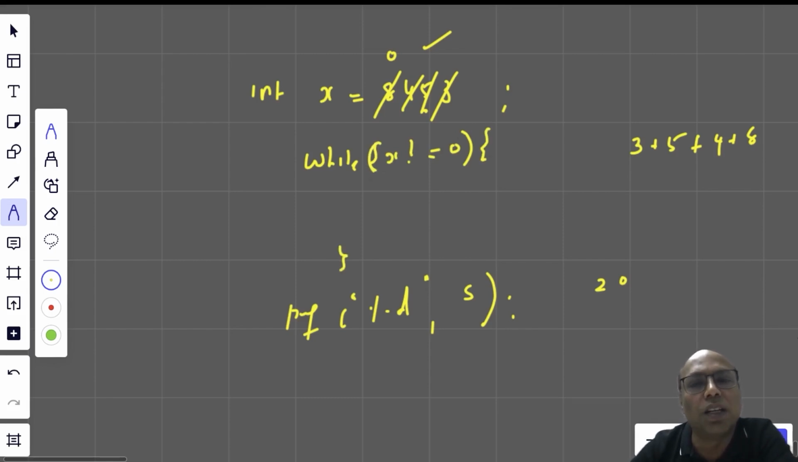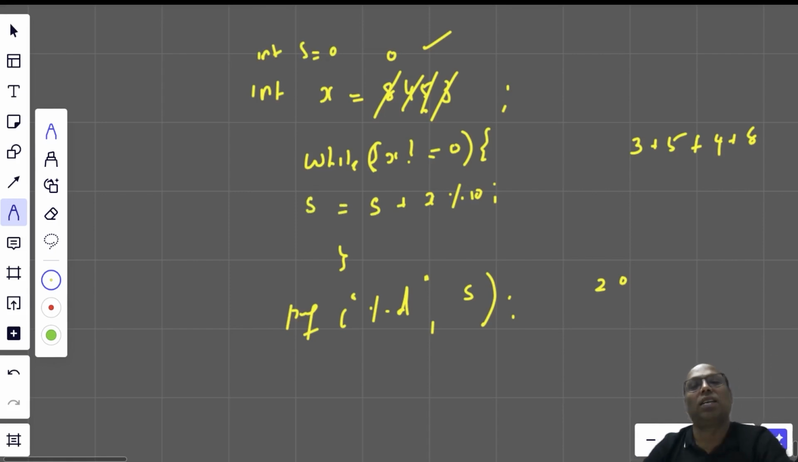What is the procedure that needs to be repeated? X mod 10 needs to be added to my brain. Brain is initialized to what? 0. And then you store it back in my brain again.